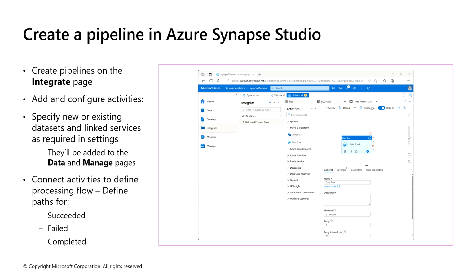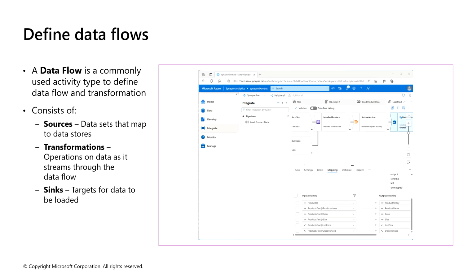And the next topic is data flows. This is very important because this is where a lot of transformation magic happens. A data flow is a visual, no-code way to transform your data.